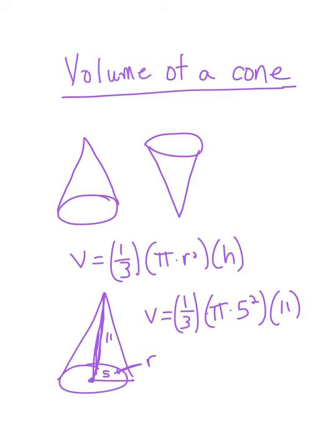Now if you have a calculator that will let you type this all in at once, that's great. If not, you're going to have to do it one step at a time. So in parentheses, I'm going to put that 1/3, and then in another set of parentheses, I'm going to put pi times 5 squared, and then in that third set of parentheses, I'll put the 11. And when you multiply all of those together, you should get a volume of 287.97.